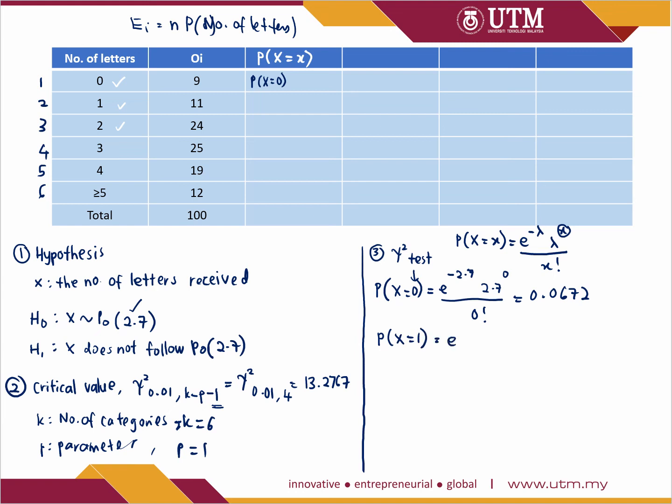Here it would be e to the power of negative 2.7, 2.7 to the power of 1 over 1 factorial, which is 0.1815. Okay, same goes up until x equals 4. So there are two ways to find the probability of this. The first one is you use this formula, and the second one is you can find the value from the table. But remember that the table that we use is a cumulative table.